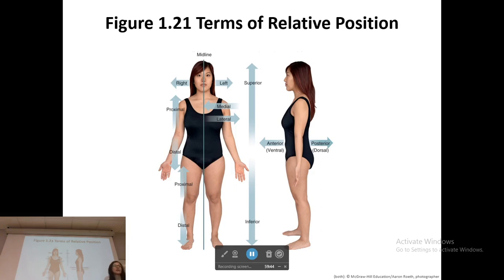Okay, we talked about the diaphragm. We talked about the liver, right? The intestines are inferior to the stomach. They're below the stomach.